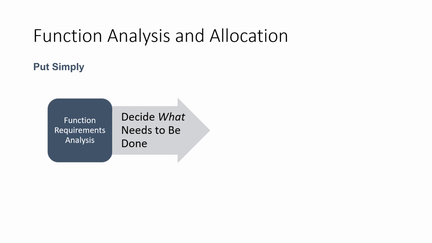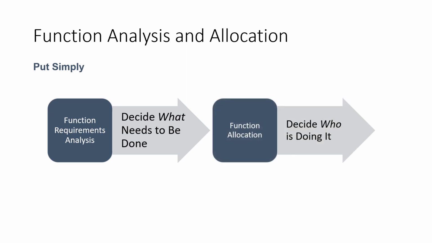And I'm actually going to end this one here, but starting next week, I'll finish these slides and we'll go through function analysis and allocation. So functional requirements analysis and allocation, we're essentially deciding what needs to be done and who is going to be doing it, the human or the system. And we will go through that next time.